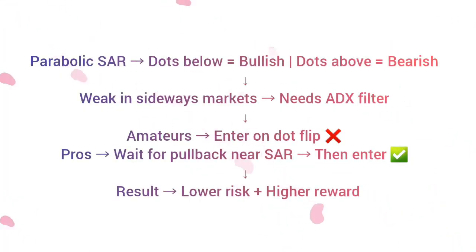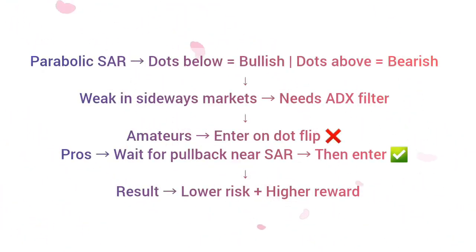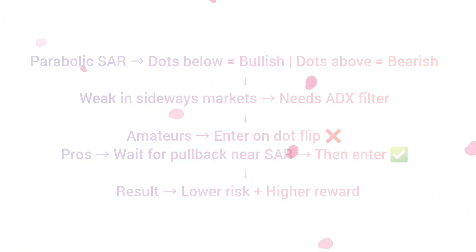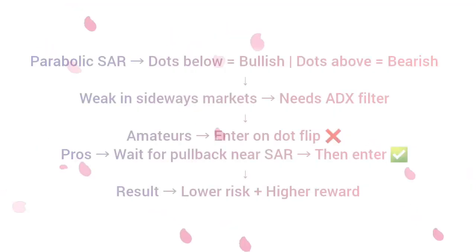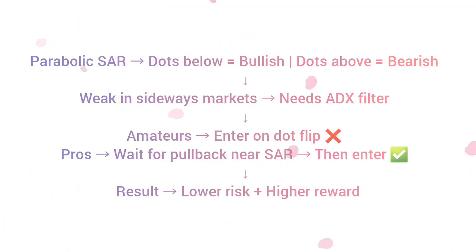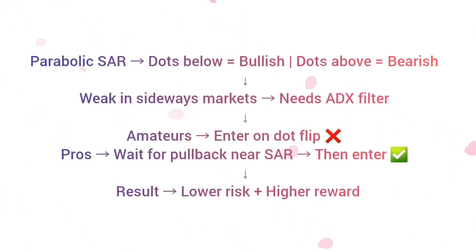Most importantly, we learned the professional strategy for trading with it. We disregard the amateur's mistake of entering the moment the dots flip, which leads to poor entries. Instead, the professional approach is to use the flip only as a confirmation of the new trend. The actual entry comes after patiently waiting for a pullback where the price gets close to the trailing SAR dots. This method provides a much lower risk entry with a significantly better reward potential.